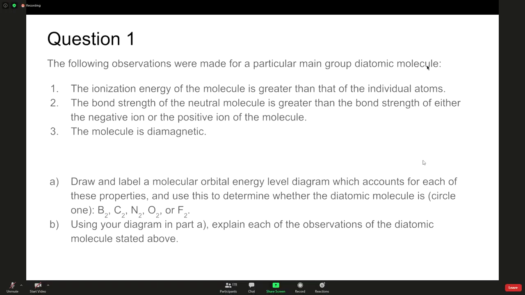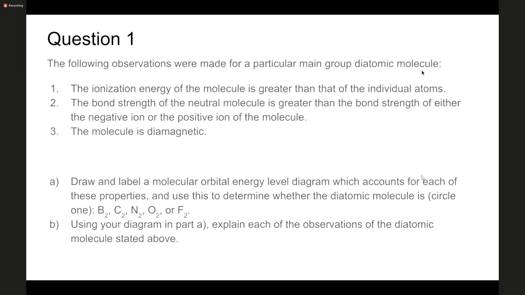Does anyone want to explain, I don't know how much you can explain without drawing it, why they picked N2, just on a broad scale, bird's eye view? Yeah, Alex. So if you were to draw the molecular orbital diagram for a lot of these molecules, you'll find that a lot of them are actually paramagnetic, so they have unpaired electrons. Because the question said that it has to be diamagnetic, you can cross out B2, C2.